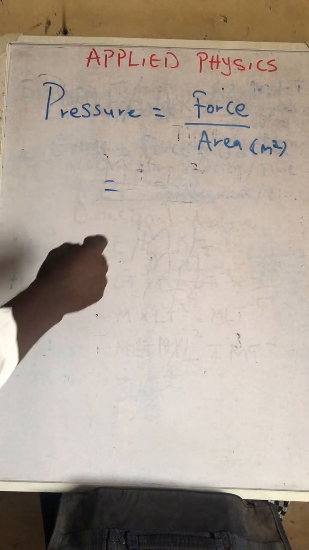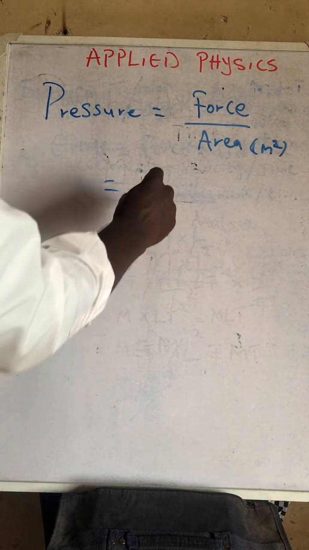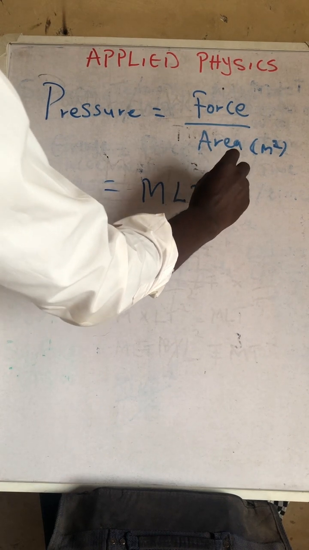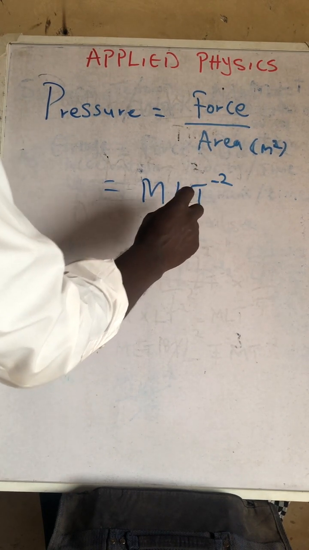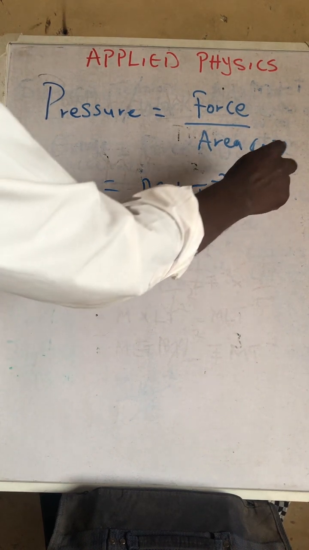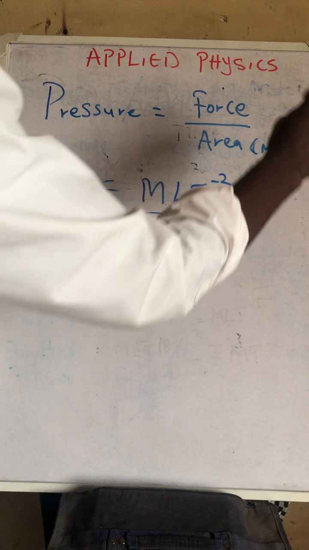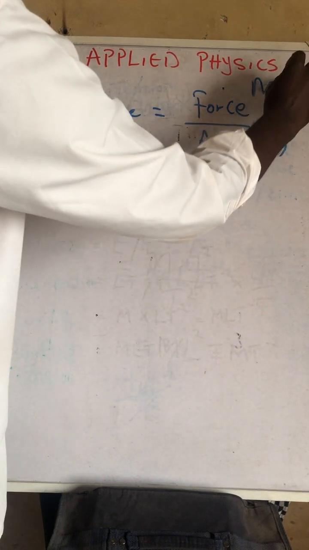Then for force, we are going straight to solving for the dimensional analysis. The dimensional analysis for force, as we saw earlier, is M L T raised to the power minus 2 all over area. Remember again our 3 fundamental units: M, L, T.